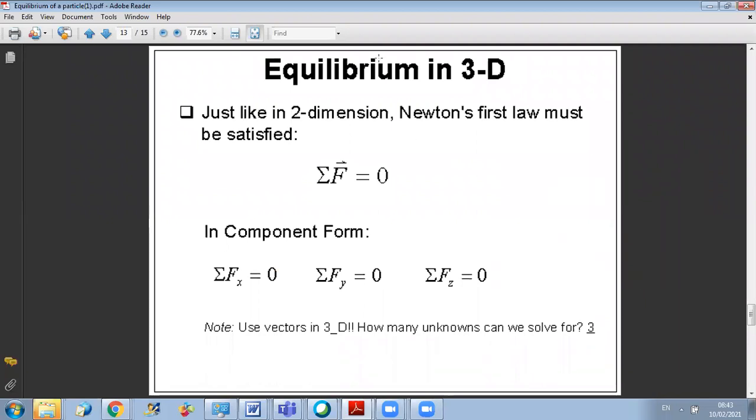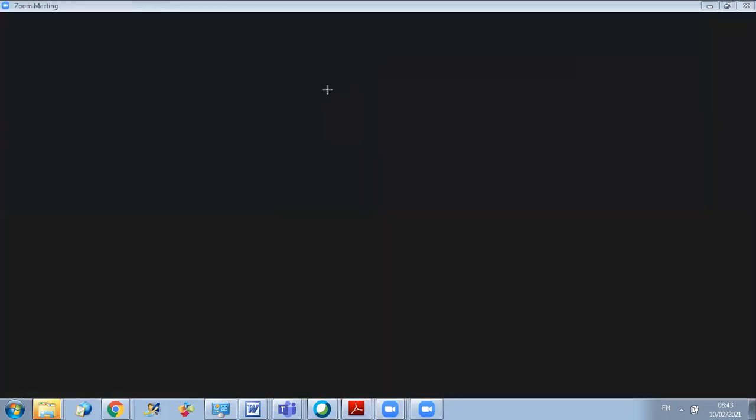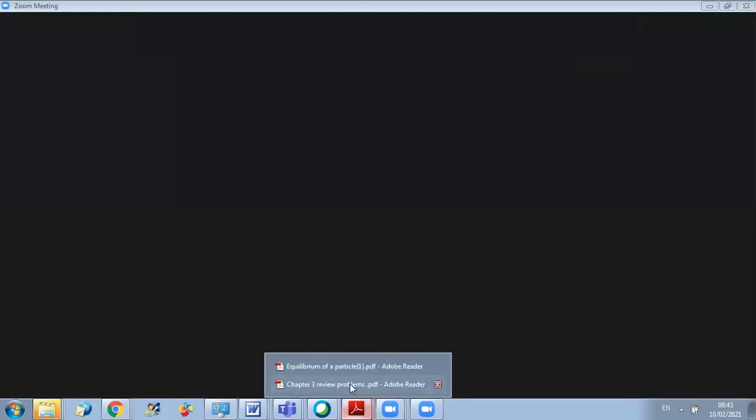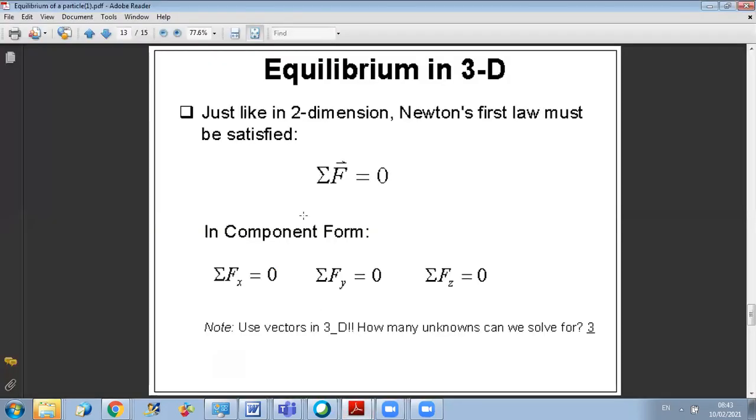So we always start from the vectorial relation, and then we decompose it into components. So I have here the vectorial relation: sum of forces equal to 0. It will give me three relations, one in x, one in y, one in z. So I can solve up to three unknowns in a 3D equilibrium problem. Okay.